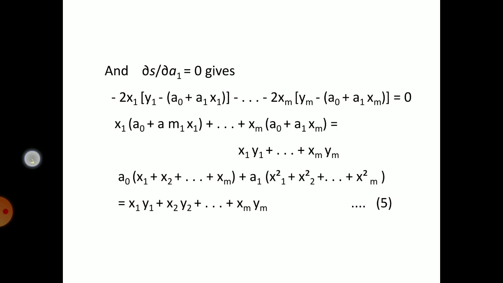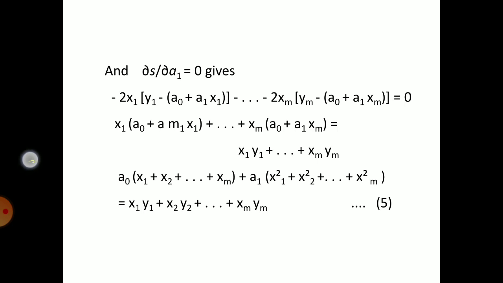Now again, we have written the first and last term here, and again there is a multiplier minus 2 in every term. Dividing throughout by minus 2, this will become x1 (y1 minus a0 plus a1 x1) plus and so on xm (ym minus a0 plus a1 xm) is equal to 0 after dividing by minus 2.